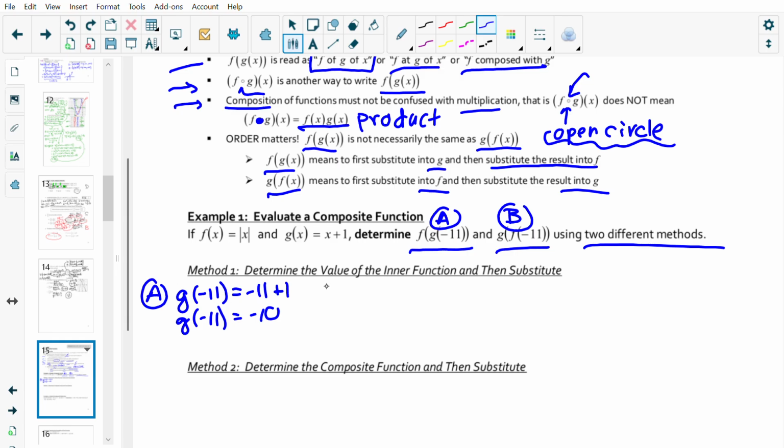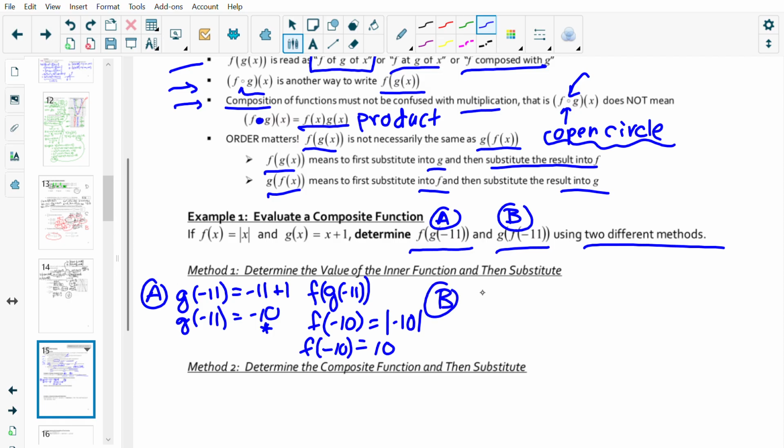And then we do f of g of negative 11, which is f of negative 10, and that equals the absolute value of negative 10. So f of negative 10 equals 10.